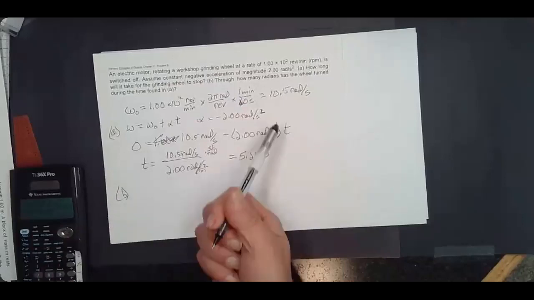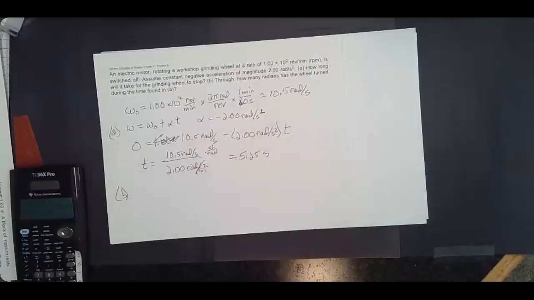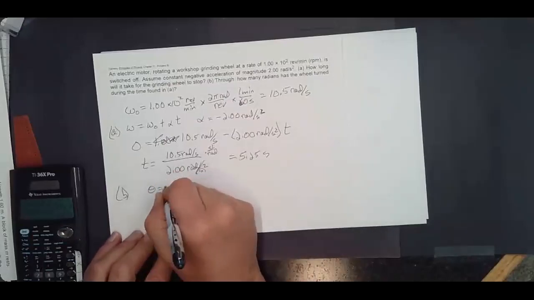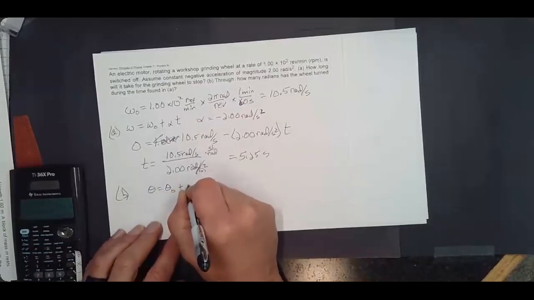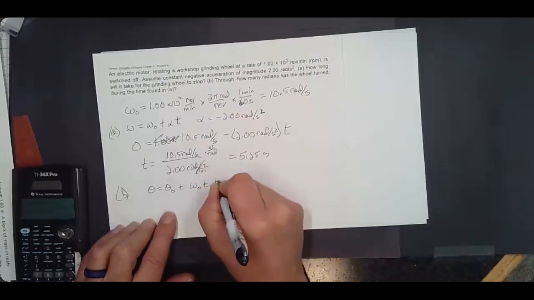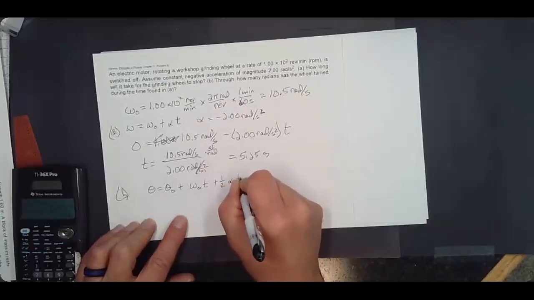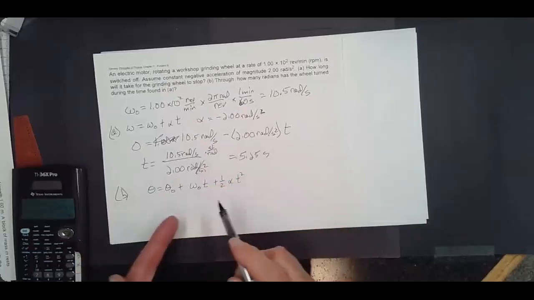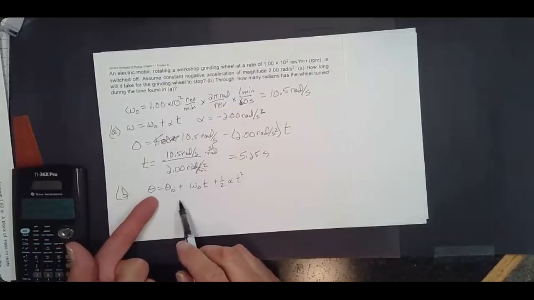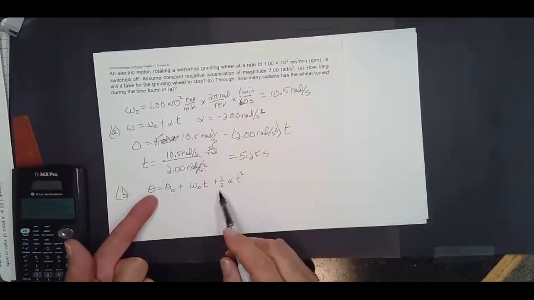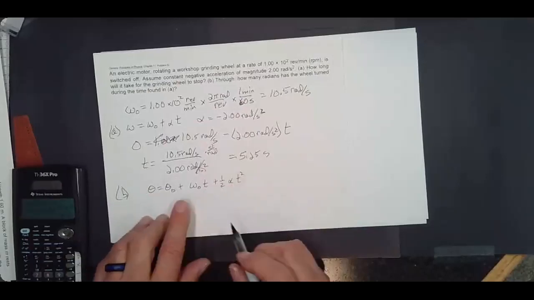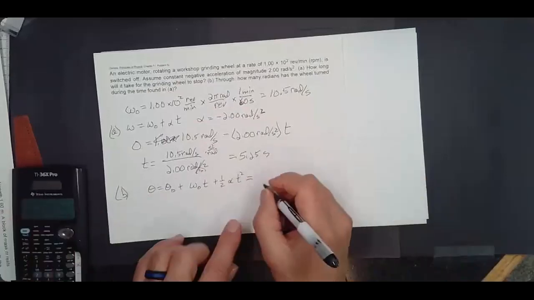Part B, through how many radians has it turned during that time? Well, I've got choices here. I could do theta is equal to theta naught plus, which I could just call 0. I could use this equation. I know what the time is. I'm interested in what theta minus theta naught is, because that would be how many radians it's turned through. So that's one equation I could use. And keep in mind, alpha is negative.